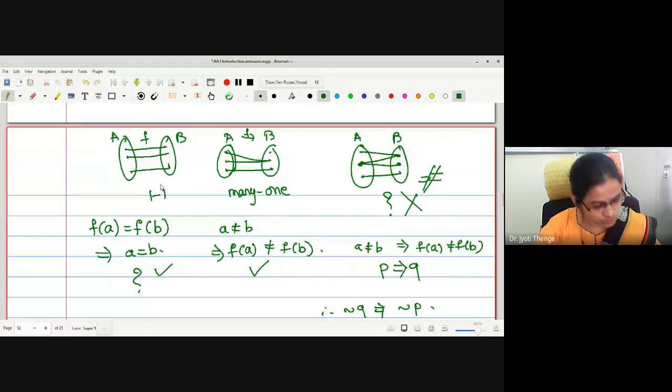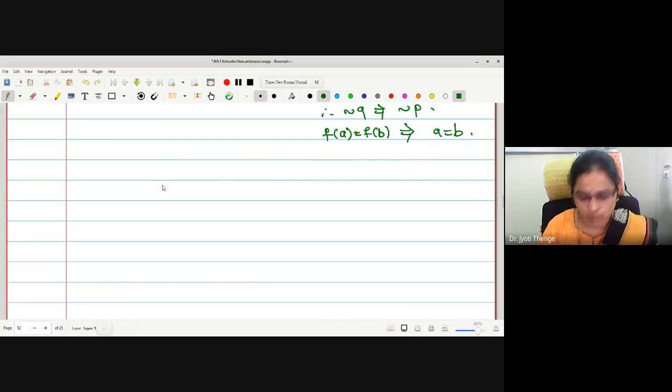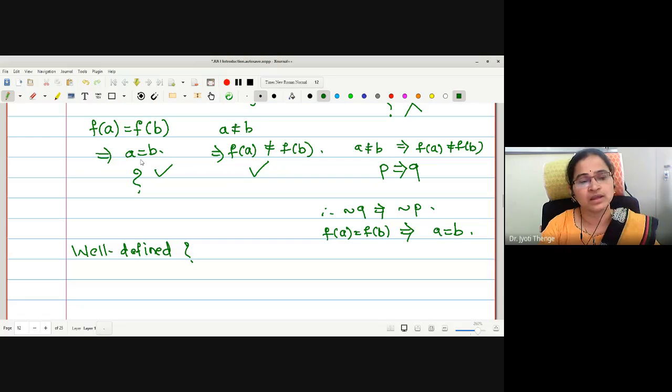Next, today's question I am going to give you is regarding well-defined. What is the meaning of a function being well defined? And how are we proving this well-definedness? Exactly the reverse we are doing: a equal to b implies f(a) equal to f(b). Now you have to answer what is well defined and why we are doing this procedure, and how you can come to know that the function is well defined.